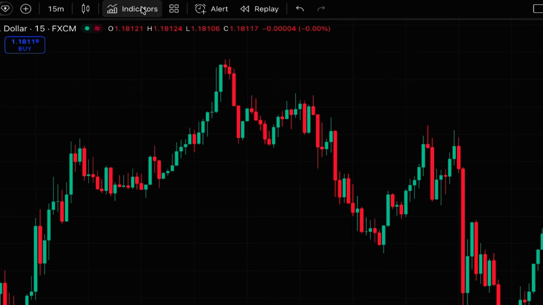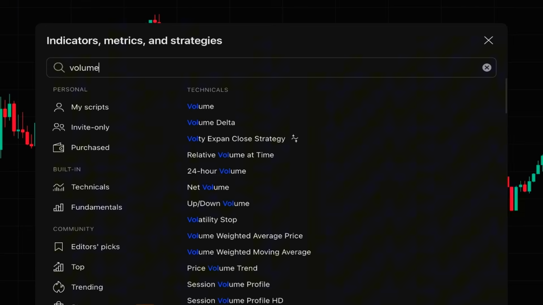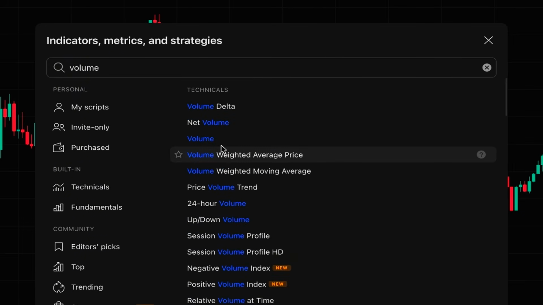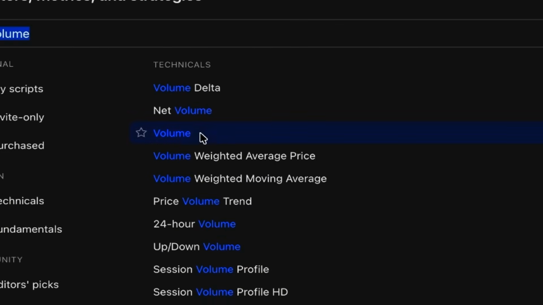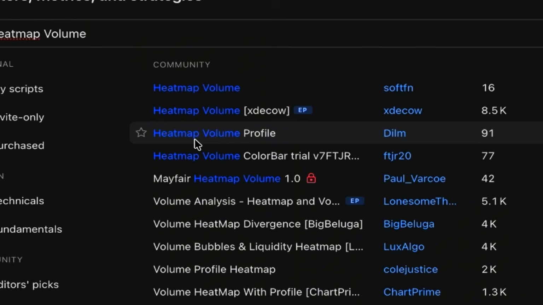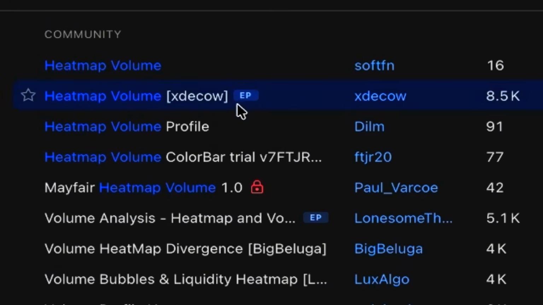Alright, let's add the first indicator. When it comes to a volume indicator, most traders use a basic volume indicator like this one, but I want to suggest a better version of this indicator, which is called heat map volume. This one is an editor's picks indicator written by XDeco, if I'm pronouncing it correctly.